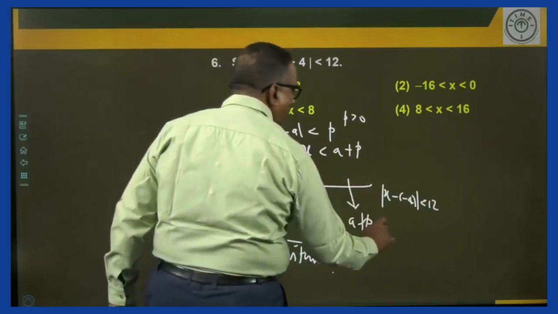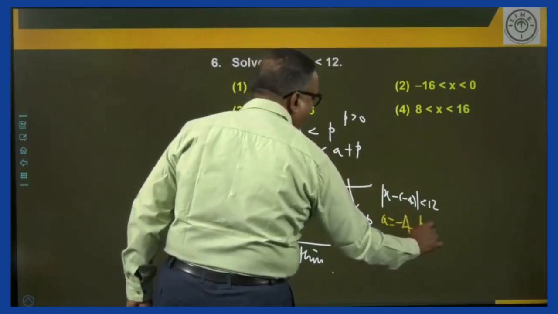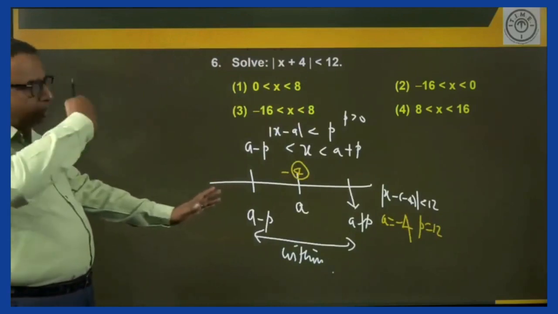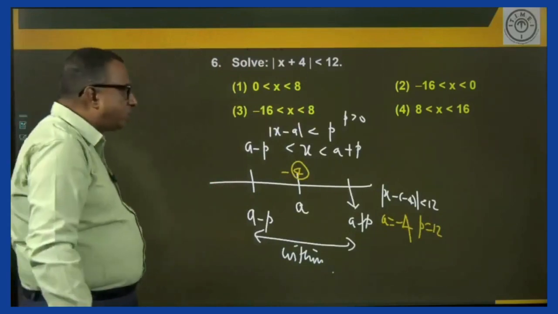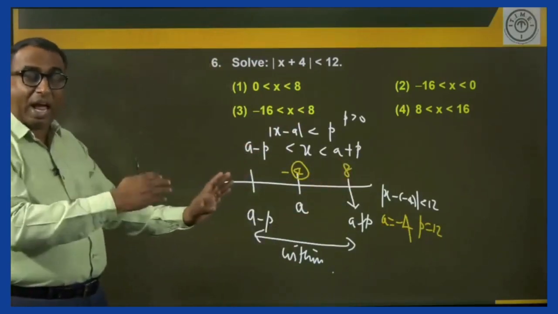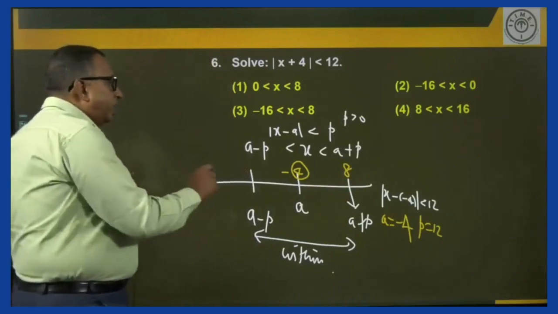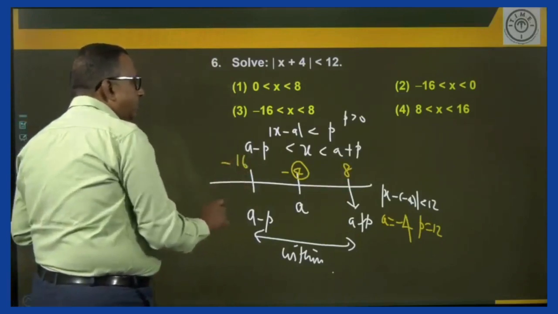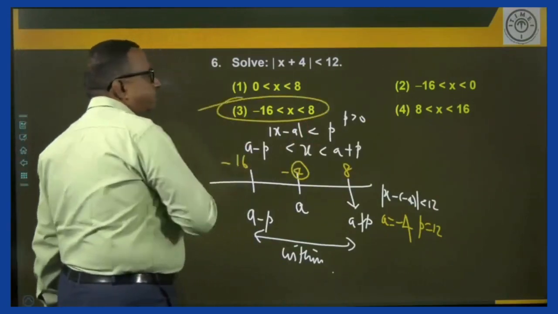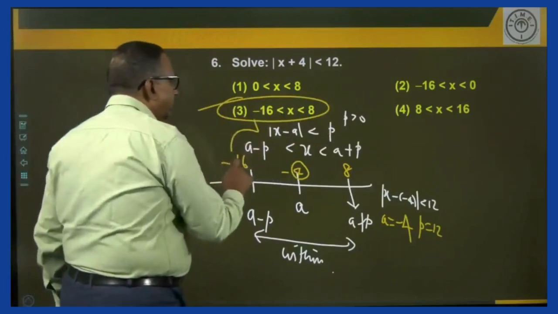A is negative 4. P is 12. You are at negative 4, 12 units to the right. 12 minus 4 is 8. You are at negative 4, 12 units to the left. Right means addition, left means subtraction. Minus 4 minus 12 is negative 16. So the answer is simply negative 16 to 8. We just have to apply the standard result formula.